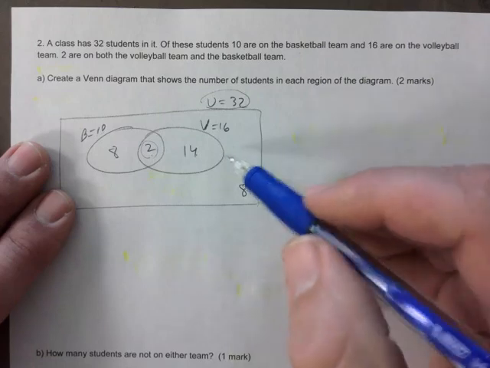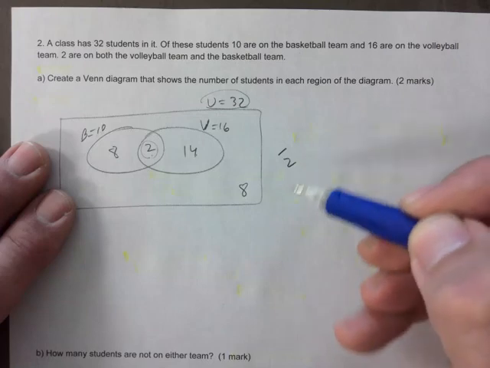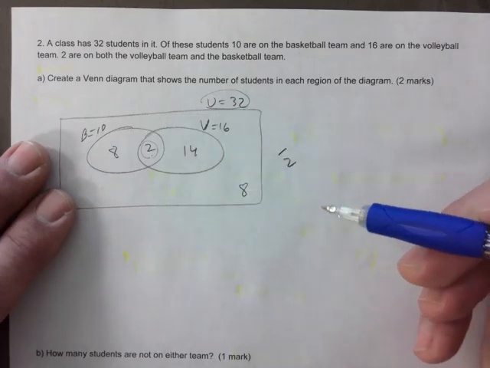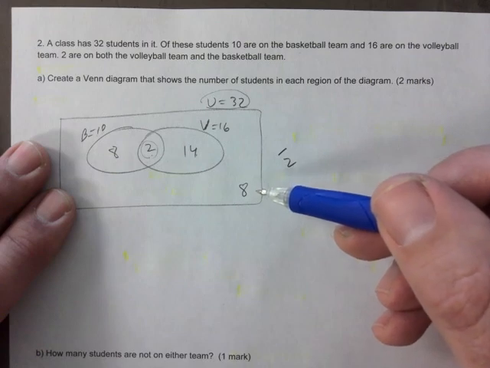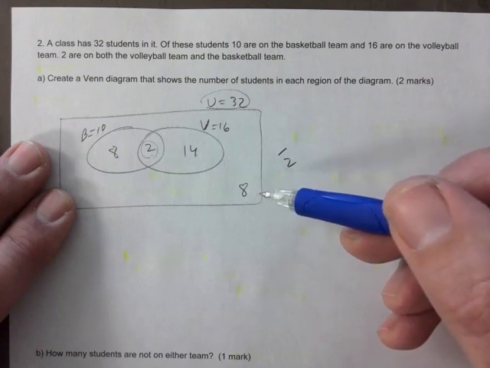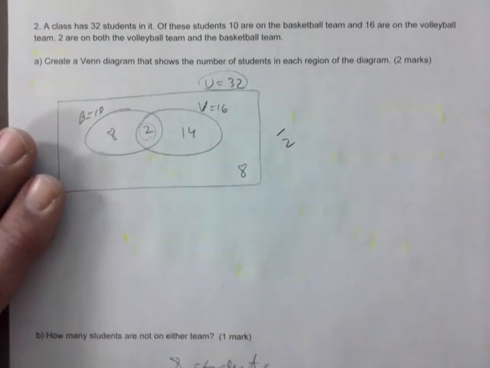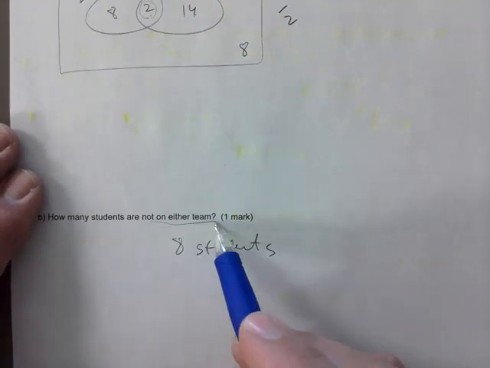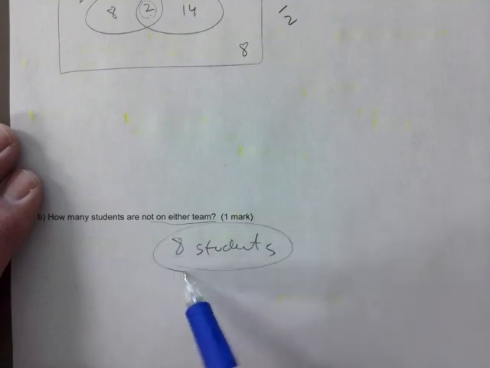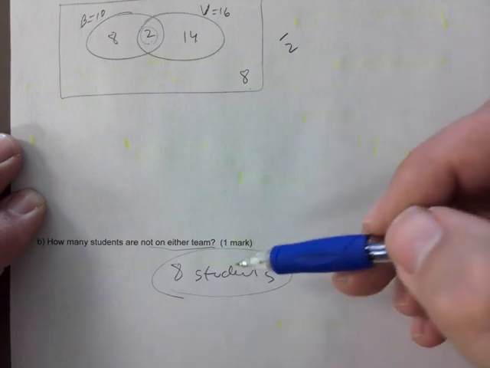So I would give you 1 mark. No, sorry, 2 marks for the Venn diagram, everything where it's supposed to be. If you have 1 mistake, take off half. No. If you have 1 mistake, take off 1 full mark. And then we'll give you 1 out of 2 if the others are correct. How many are not on either team? It's the 8 students. Those are the outliers. So 8, I just need you to state it here.